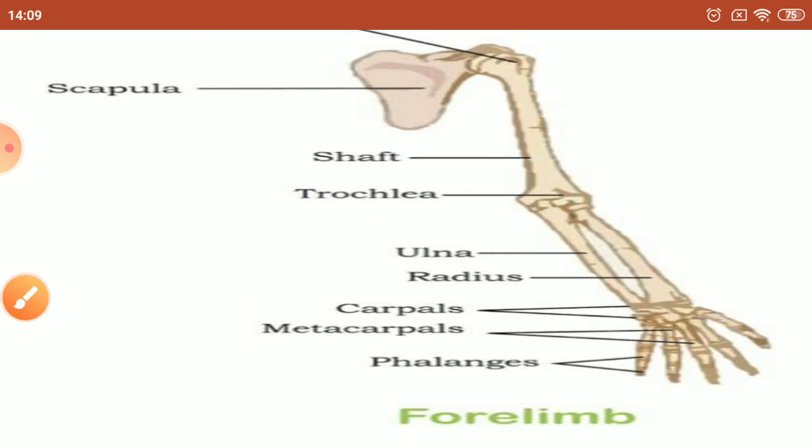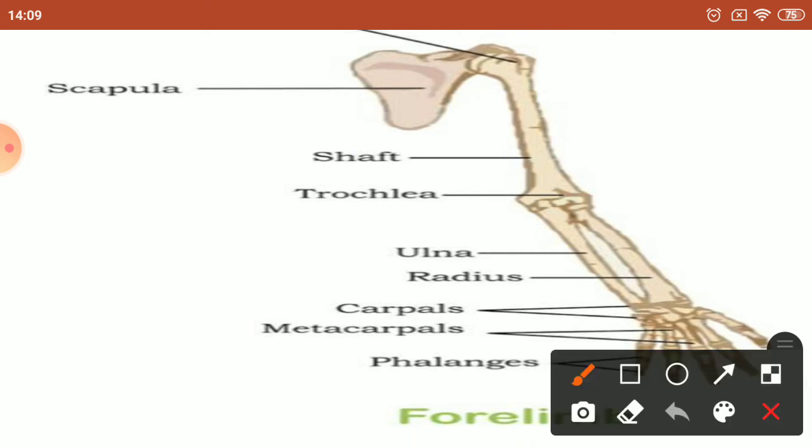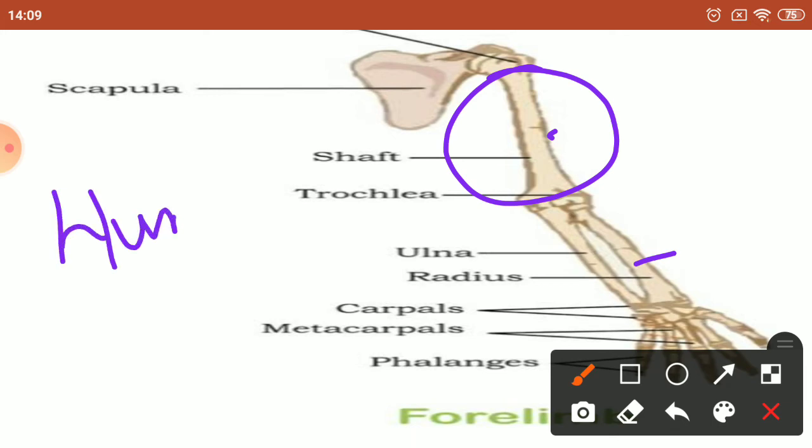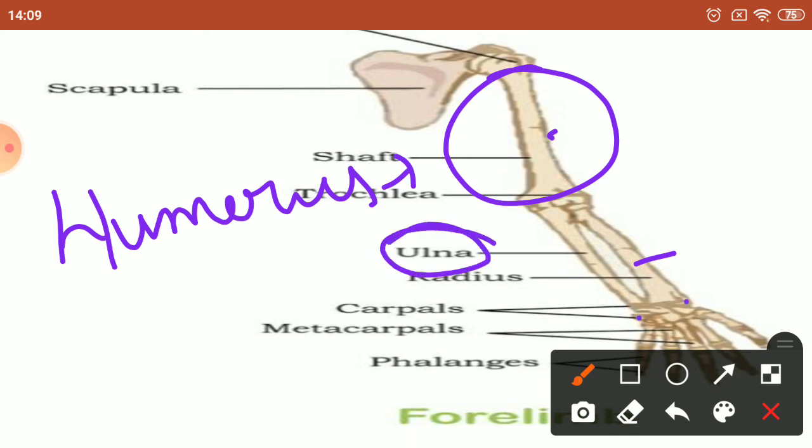The forelimbs we are calling the hand region, where the hand has an upper arm and the lower arm. The upper arm is made with a single bone, which we are calling the humerus, and the lower arm is made with 2 bones. One is called your ulna and the second one is called your radius. Ulna and radius are also connected to the fingers with the help of the wrist.